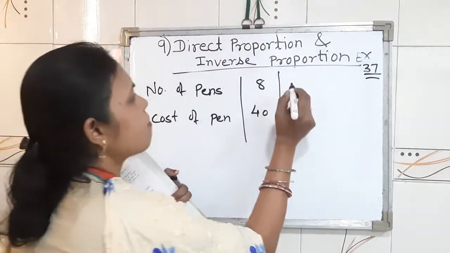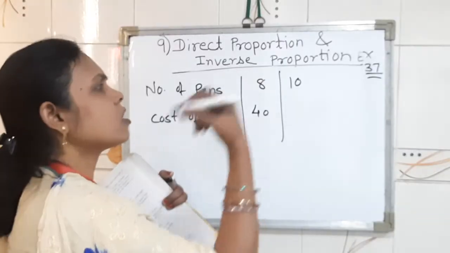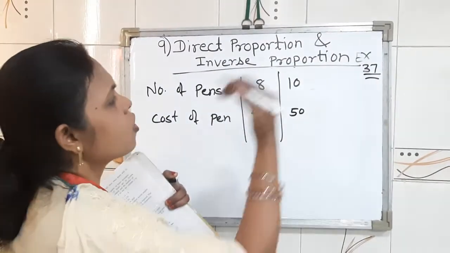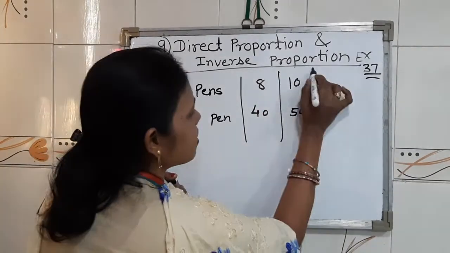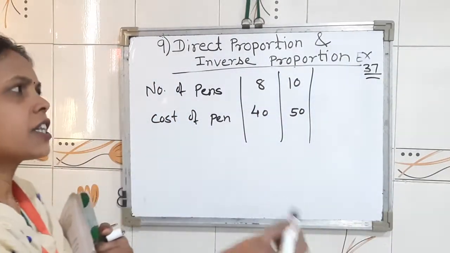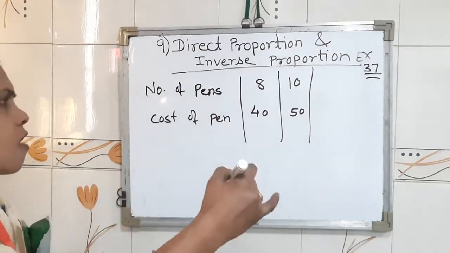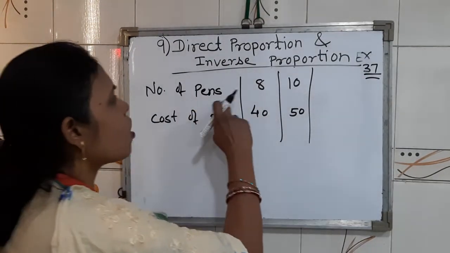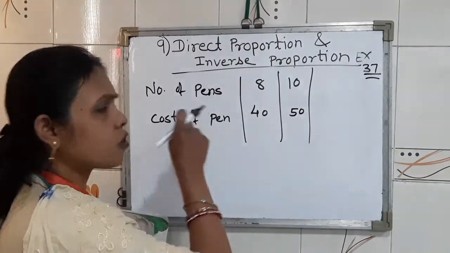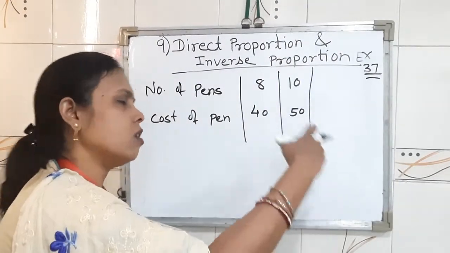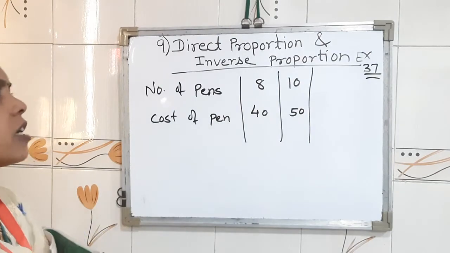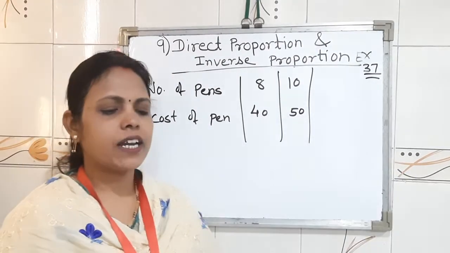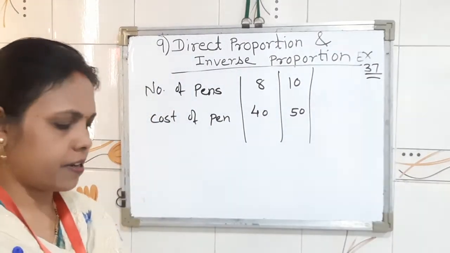Suppose we increase the number of pens to 10, then the cost of pens will be 50 rupees. In the same way, if we increase the number of pens to 12, then for 12 pens the cost will be 60. In this way, when one quantity is increasing, the cost, the other quantity, is also increasing. So children, related to this direct proportion, in our exercise 37, 5 questions are given.